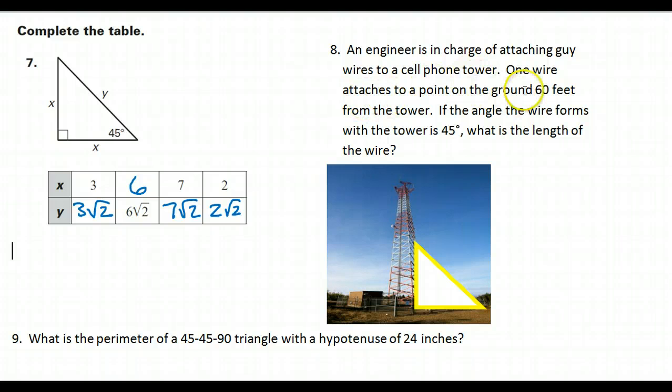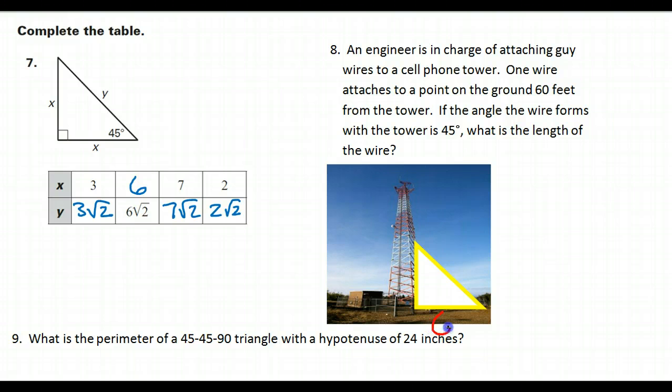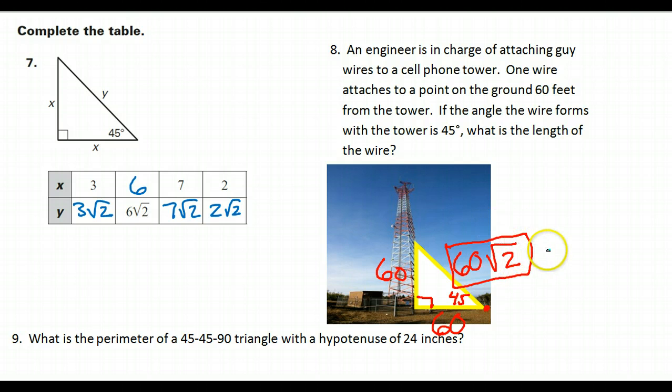Now, what about it? 60 feet from the tower. So that means that this part of the triangle down here is 60. They said it was 45 degrees. Okay, so what is the length of the wire? So if this is 60, right, the distance from the tower to where it attaches to the ground, then just using the pattern, this will be 60, and this side will be 60, and the hypotenuse will be 60 radical 2. So that's the length of the wire.